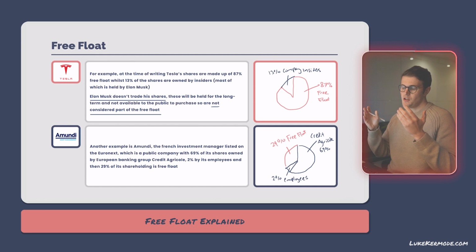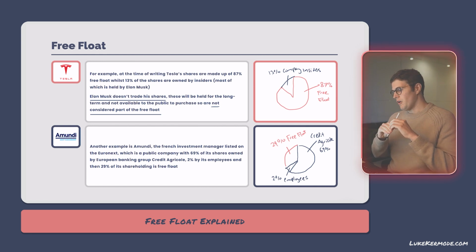Two different companies, two different levels of free float. You've got Tesla, where quite a large proportion of the shareholder base is owned by the investing public, and Amundi, which has a significantly smaller amount of free float. So you've got 87% for Tesla, 29% for Amundi. Different companies have different levels of free float. So yeah, that's free float.